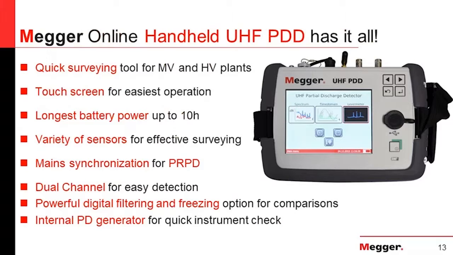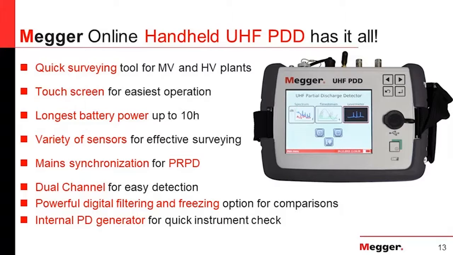Megger UHF PDD is our latest new product for UHF partial discharge detection, and it's quite a good tool and has it all pretty much. It does quick surveying for MV and HV plants. It's very quick, really. It scans everything. It's touch screen, very easy to work with. Though it's got buttons, touch screen is pretty much easier in most cases.